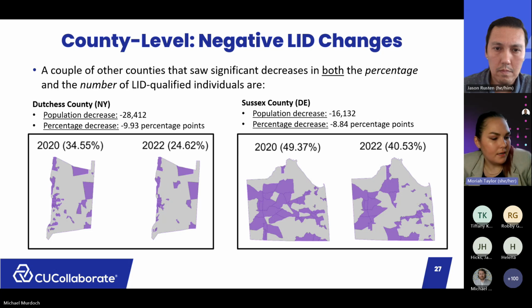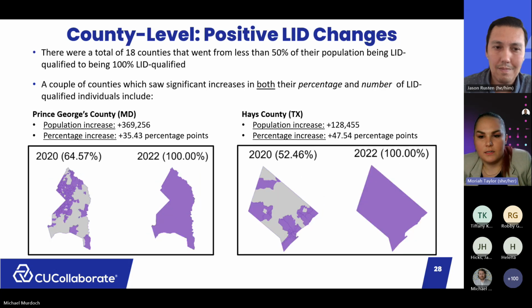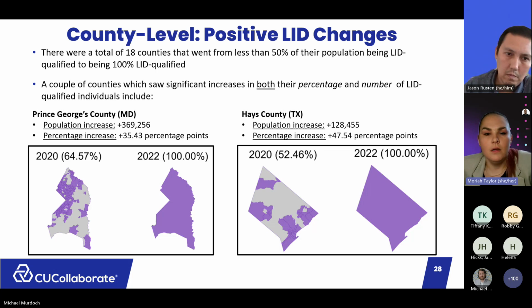But if we go to the next slide, we can discuss some of the positive changes, which were much stronger. There were a total of 18 counties that went from less than 50% of their population being LID qualified to being 100% LID qualified, which is good news.